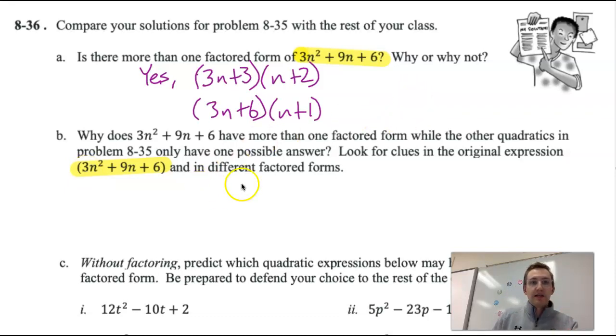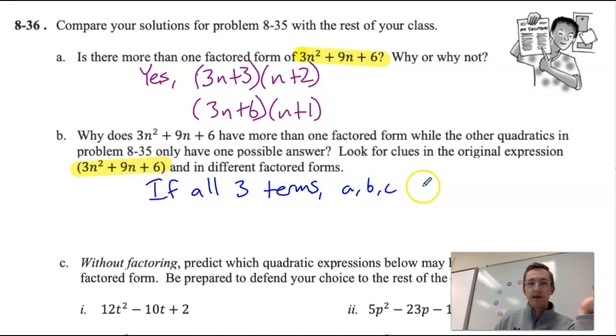So what this is telling me is that if all three terms, a, b, and c in ax squared plus bx plus c, share a common factor.